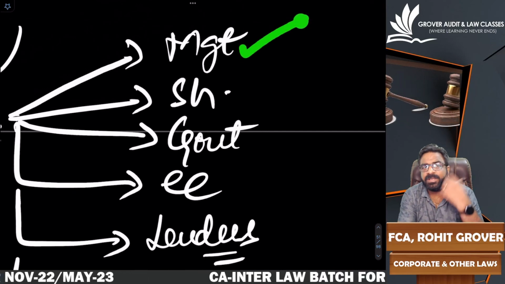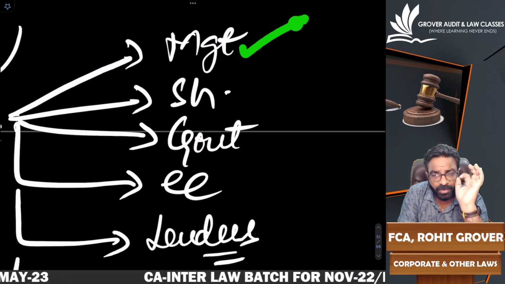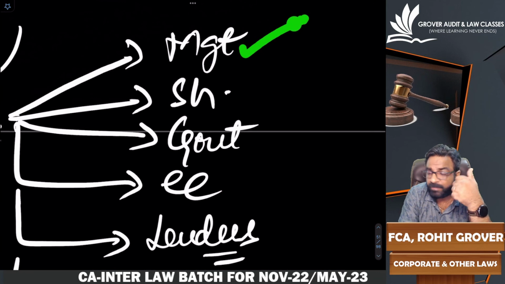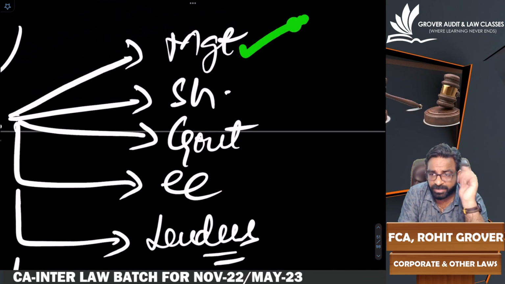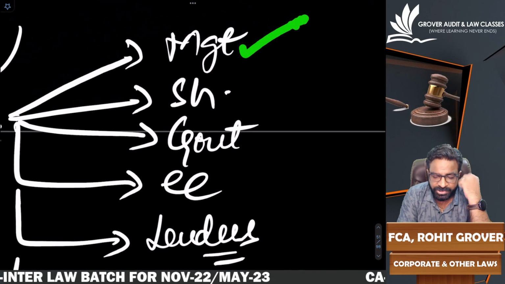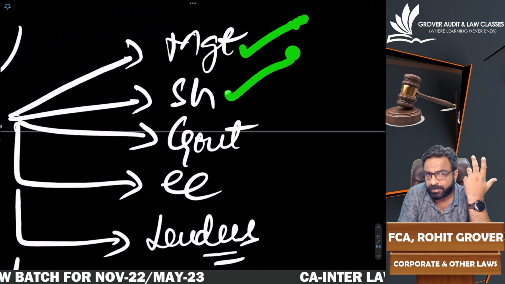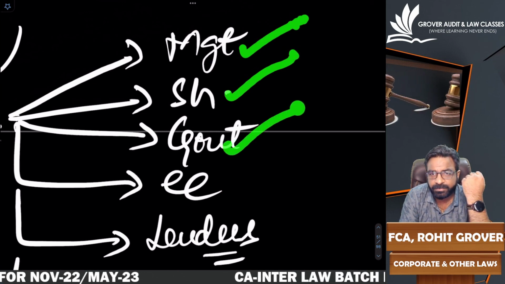Management. Management comes to know whether the company is profitable or loss making. Am I correct? Yes, sir. From the books of accounts, do you come to know about profit and loss? No, sir. But you come to know it from the P&L statement. Am I correct? Yes, sir. Shareholders will come to know whether the company is profitable or not. Am I correct? Yes, sir. Government will come to know whether the company is going to pay the tax or not. Am I correct? Yes, sir.